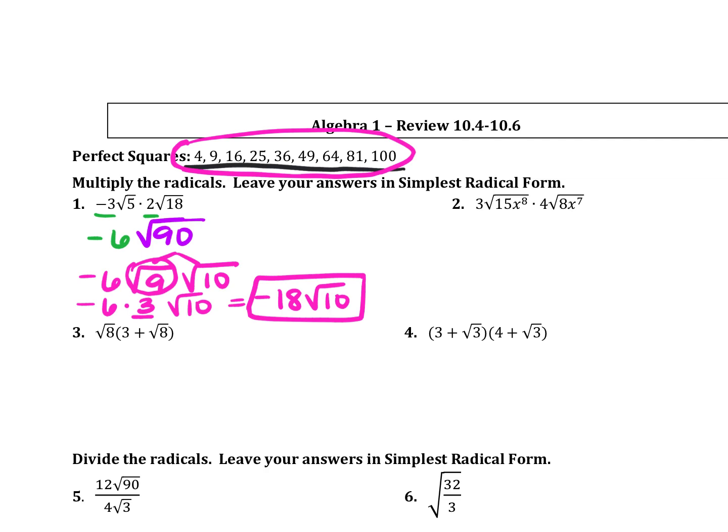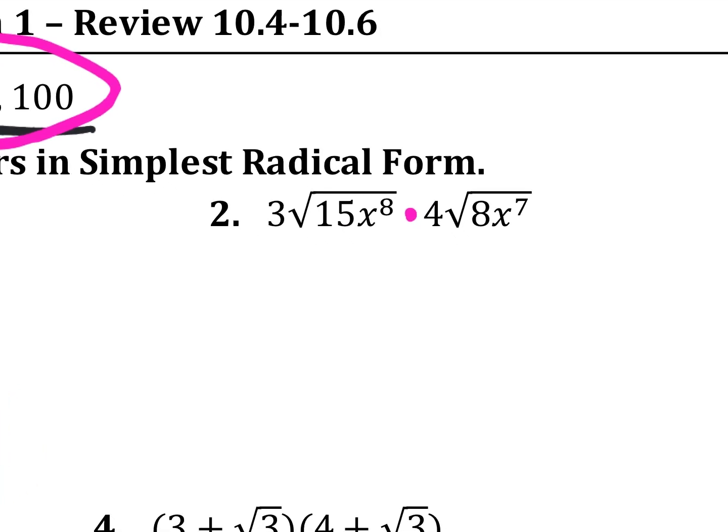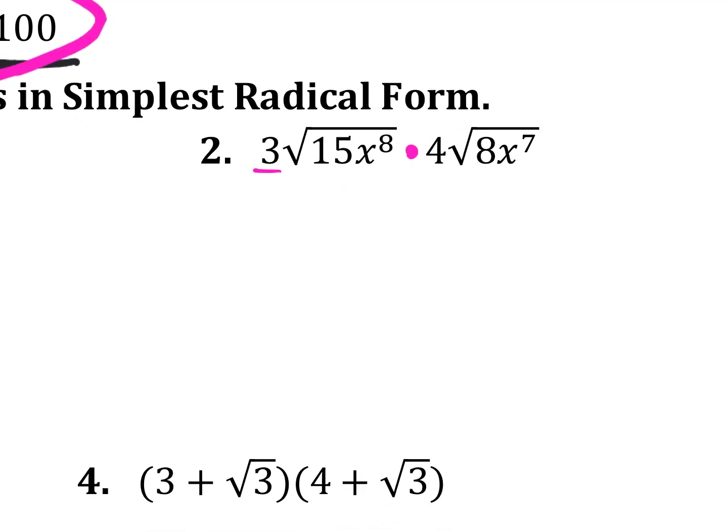All right, number 2. This is multiplication again. What do you do first? Multiply the coefficient. So 3 times 4 is 12. Okay, then you multiply what's under the radical. So 15 times 8, what's that? 120. What is x to the 8th times x to the 7th? X to the 15th. Remember, when multiplying, you're actually adding your exponents. You're not multiplying. Don't make it 56 there. Make it 15.